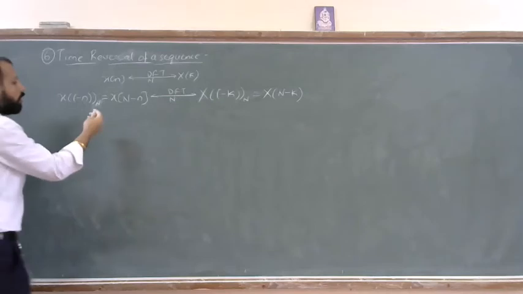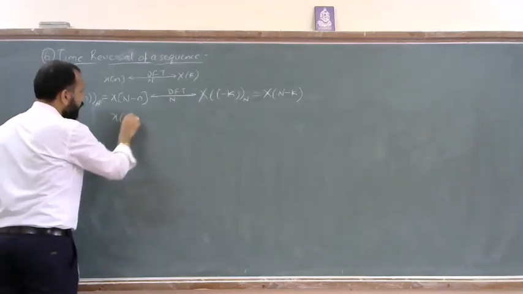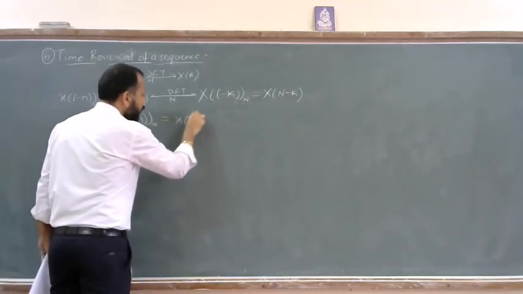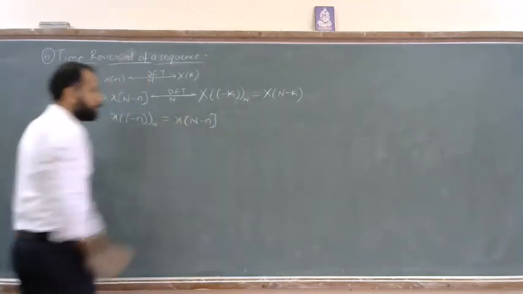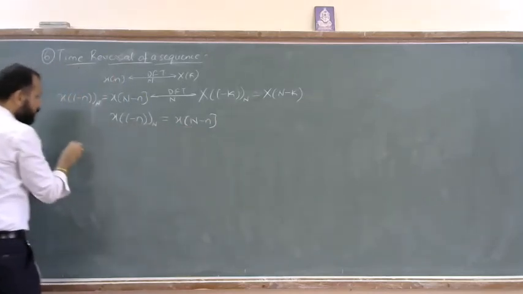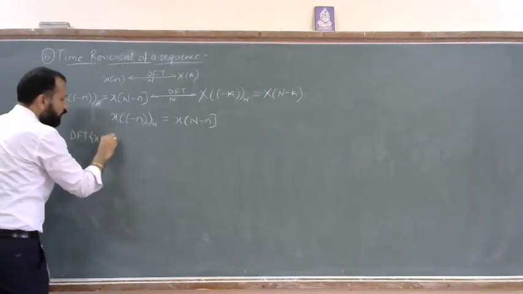To prove it, we'll consider this expression. x of minus n, the circular folding, can also be written as x of N minus n. Now let us apply the DFT on this circularly folded sequence: DFT of x of N minus n.